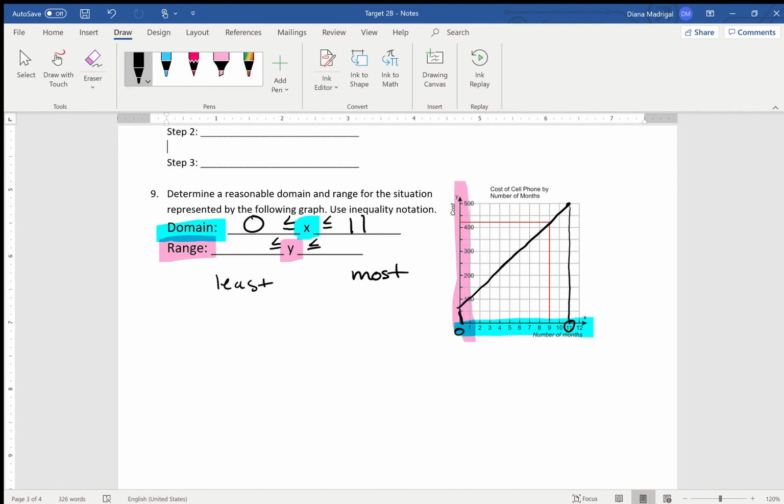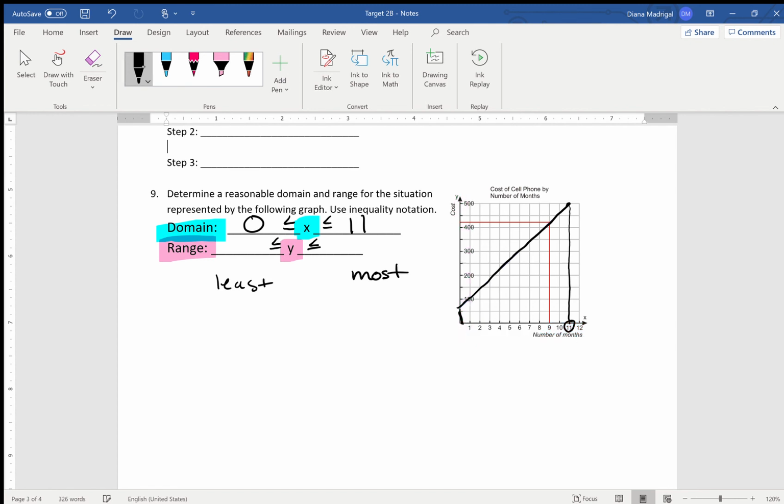Okay. The common mistake that a lot of students make is that they just see the numbers on the x-axis and they say, oh, it's 0 to 12 because the number goes to 12. But that's wrong. You're looking at the graph. Where's the graph stopping? Okay, which is 11 for this one.